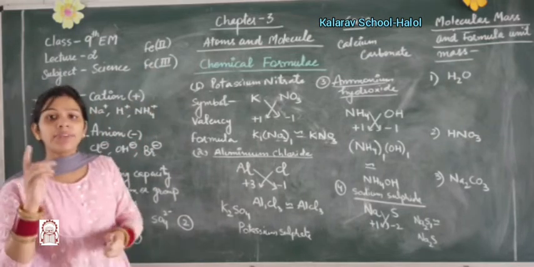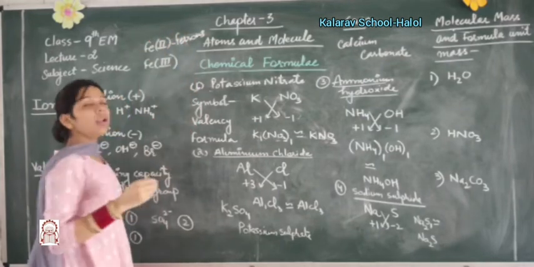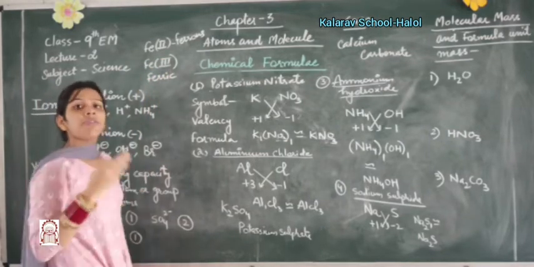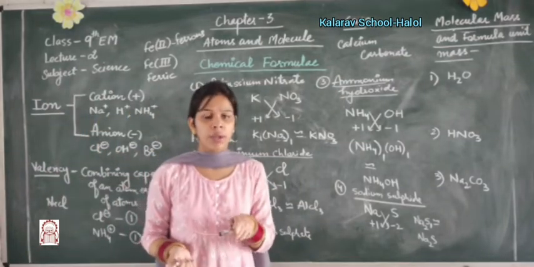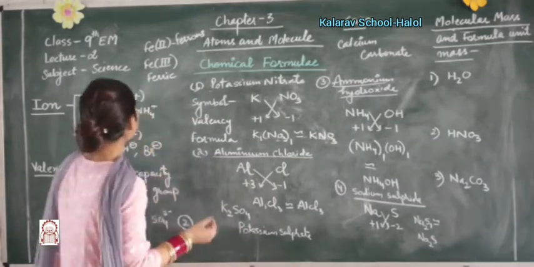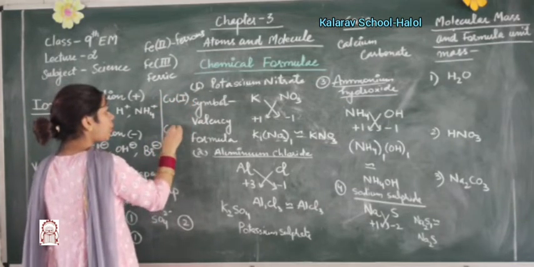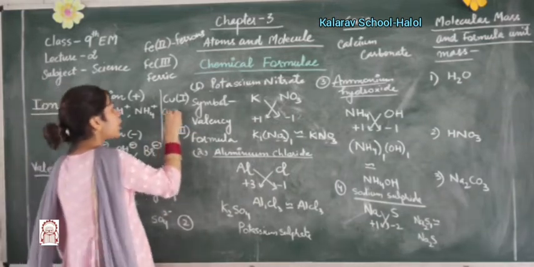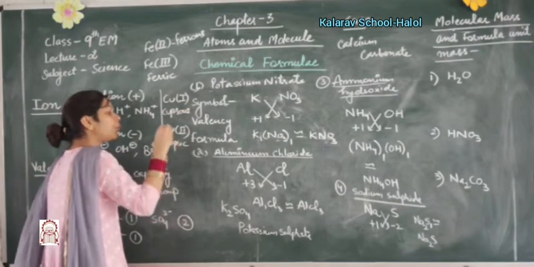In case of valency 2, we write the name ferrous for iron, or for valency 3, we write ferric. In ferrous chloride, the iron has valency 2. In ferric chloride, iron has valency 3. Similarly, we have one more thing, that is copper 1 or copper 2. In copper 1, the valency is 1, it is called cuprous. And in copper 2 it is called cupric.